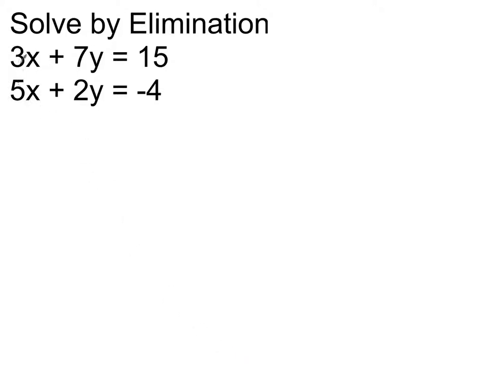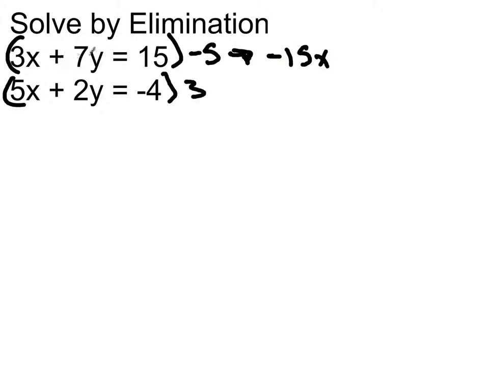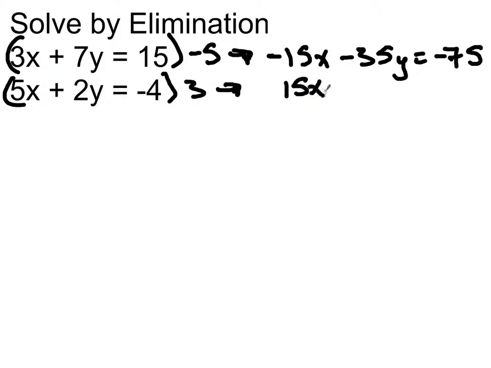So I'm going to multiply this entire equation by negative 5. I'm going to multiply this entire equation by 3, and we'll see that this is going to give us coefficients for the x that are opposite of each other. So negative 5 times 3x is negative 15x. Negative 5 times 7y is negative 35y. And negative 5 times 15 is negative 75. Let's do this one. 3 times 5x is 15x. 3 times 2y is 6y. And 3 times negative 4 is negative 12.